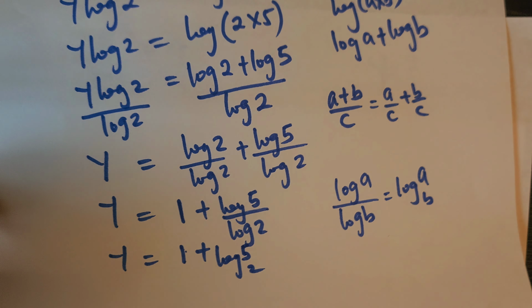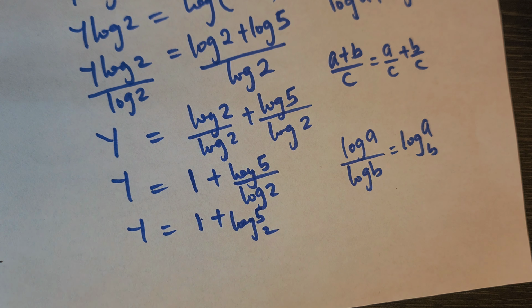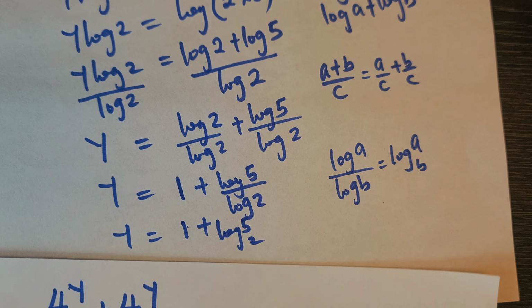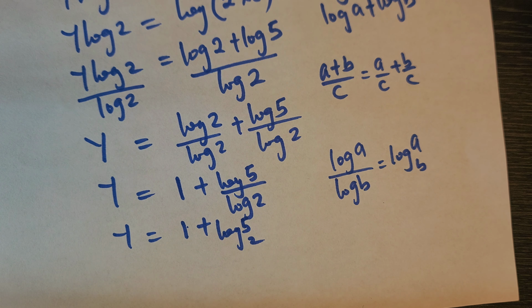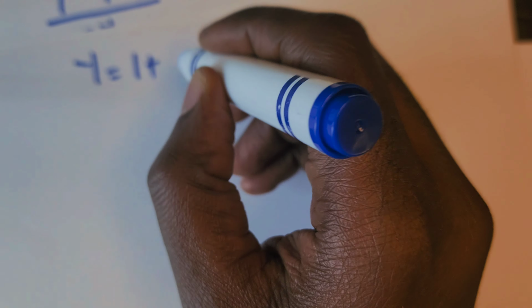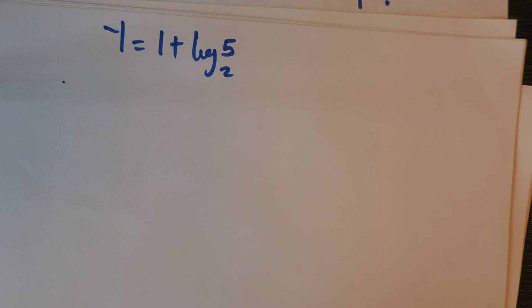But what if this value is not right? There's a need for us to confirm if this value is correct. So here, I have y equals 1 plus log 5 base 2. Let me check. I need to check.